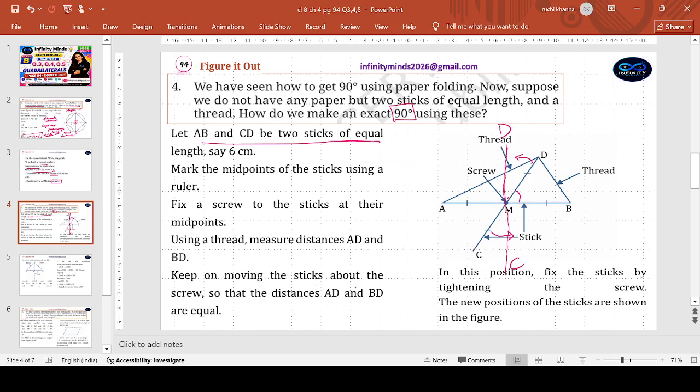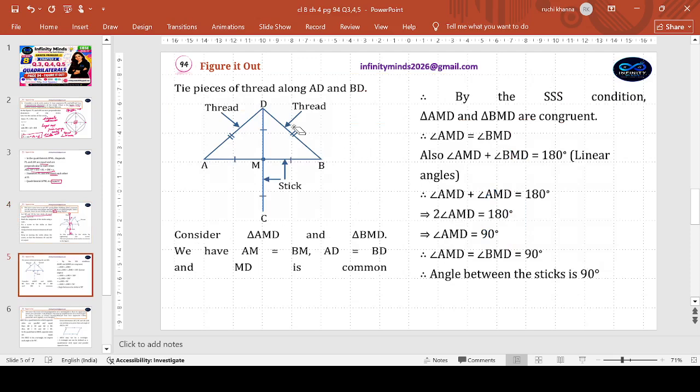Keep on moving the sticks so that the distances become equal. So how to obtain 90 degrees? It is the length of the thread that we are saying should come out to be equal. Because here BD and AD are different. In this position, fix the sticks by tightening the screw. The new position of the sticks is shown. As we have seen, this stick was like this, and has come here. Now we wish to have these two to be equal.